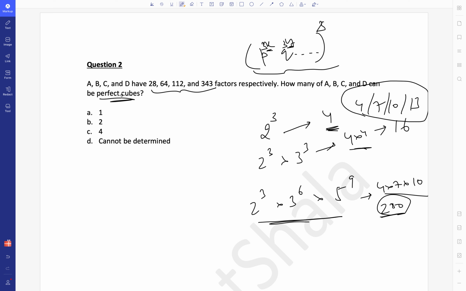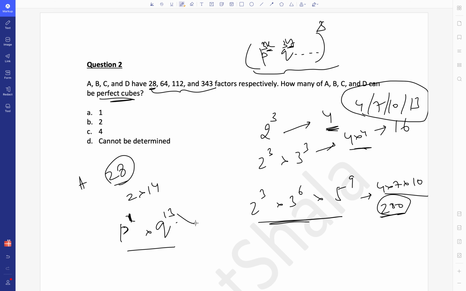Okay. So now we are given the number of factors are 28, 64, 112 and 343. How many of these can be perfect cubes? Okay. So A has 28 factors. 28 could be written as 2 multiplied by 14, which means the prime factorization could be p raised to power 1 multiplied by q raised to power 13. How many factors will this have?